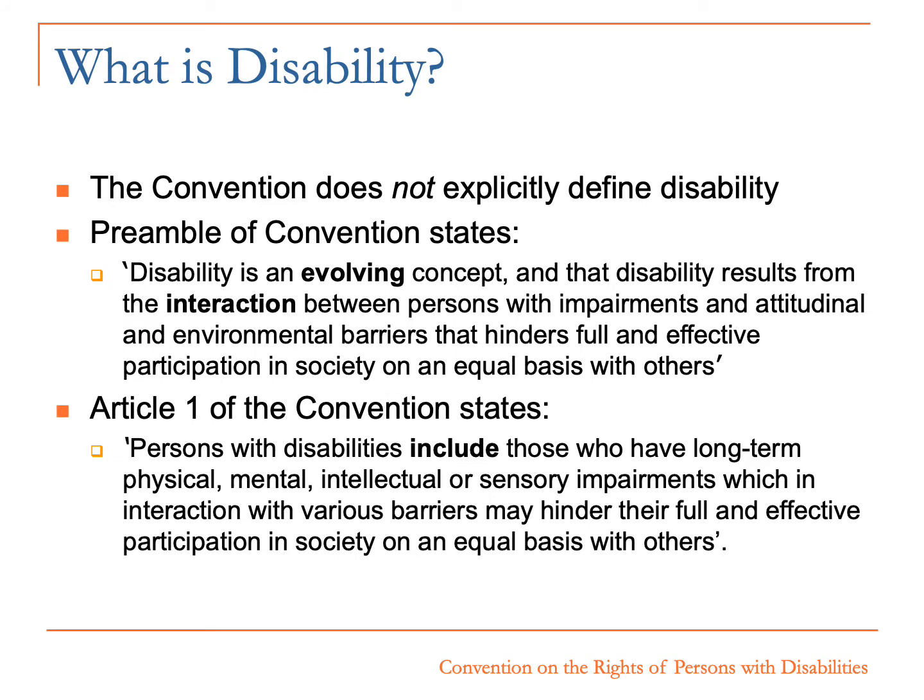The Convention does not explicitly define disability. The preamble of the Convention states disability is an evolving concept, and that disability results from the interaction between persons with impairments and attitudinal and environmental barriers that hinders full and effective participation in society on an equal basis with others. Article 1 of the Convention also states that persons with disabilities, including those who have long-term physical, mental, intellectual, or sensory impairments, which in interaction with various barriers may hinder their full and effective participation in society on an equal basis with others.